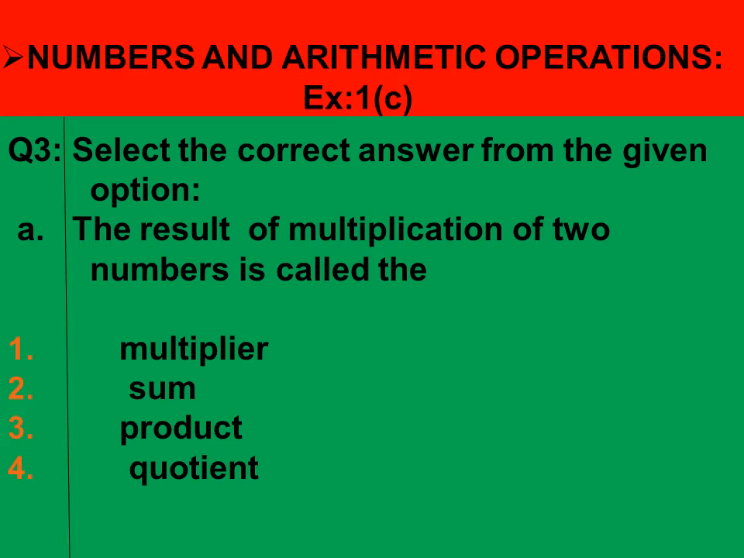Sometimes we will solve it. After understanding or after solving, we will get some answer. After getting the answer, we will match it to our given four options, and we will then select our correct option. Okay, again we will read the statement, that is, the result of multiplication of two numbers is called the. It means that when we multiply two numbers and get the answer, this answer is our product. Yes. And now we will match this answer to the given options. So dear students, you can see that the third option is correct.